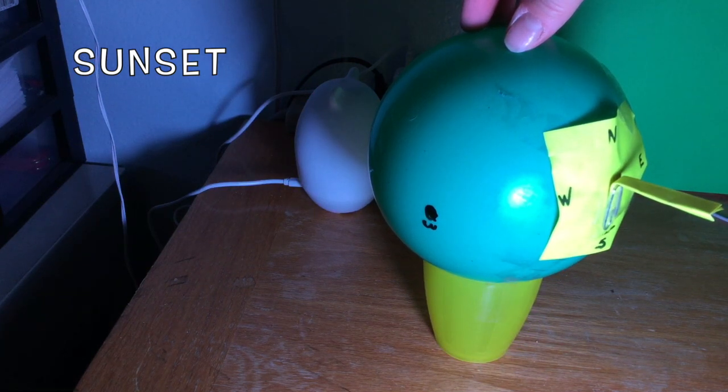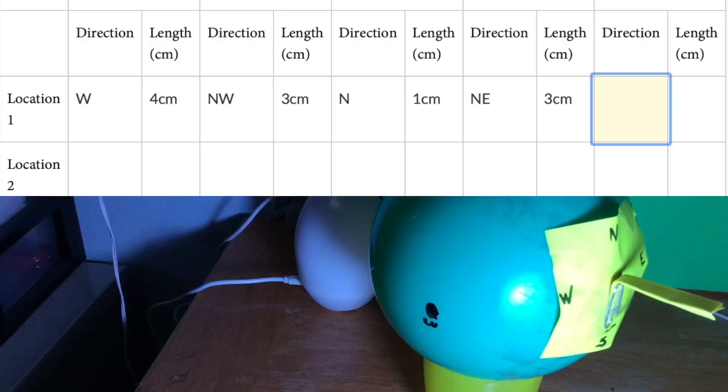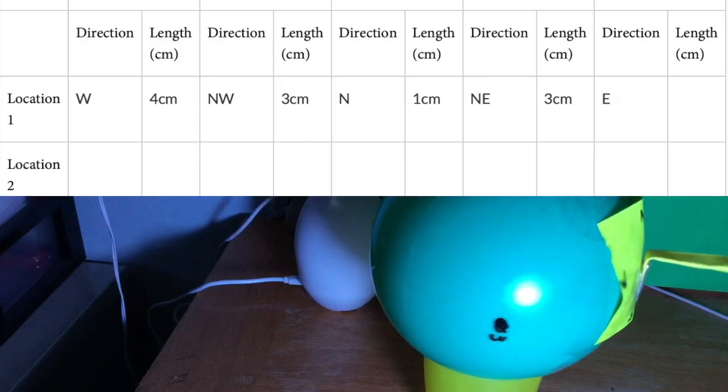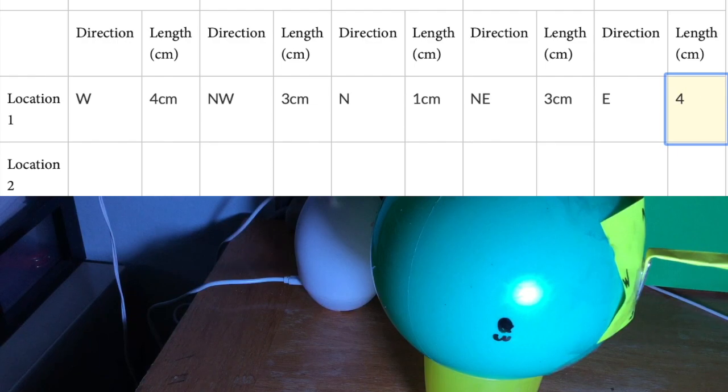What direction is the shadow pointing now? Did the length of the shadow change? The shadow is now pointing east, and the length of the shadow is 4 centimeters.